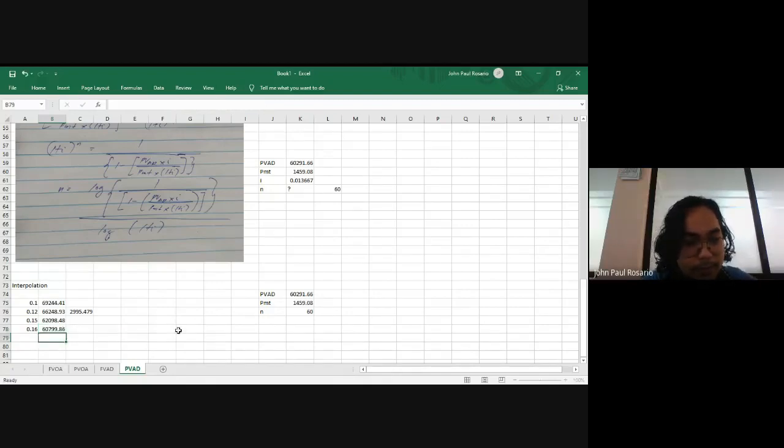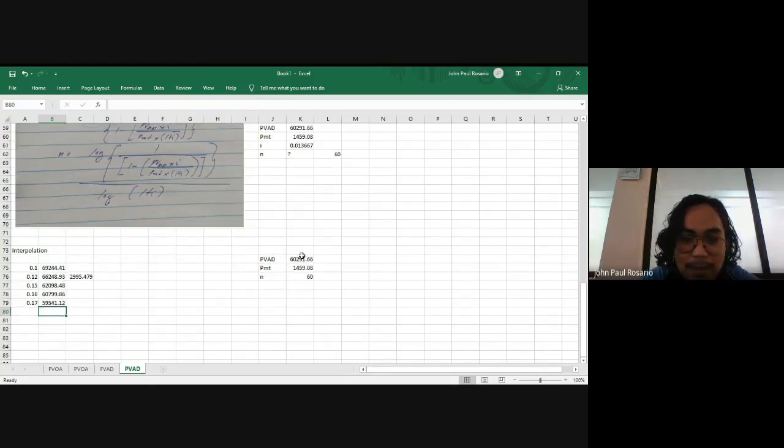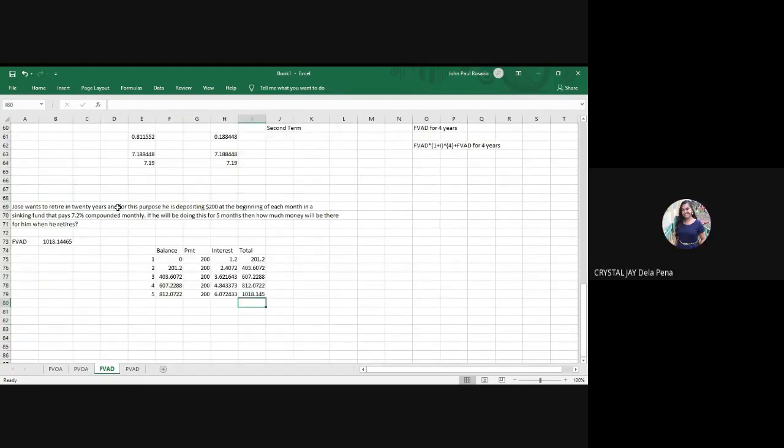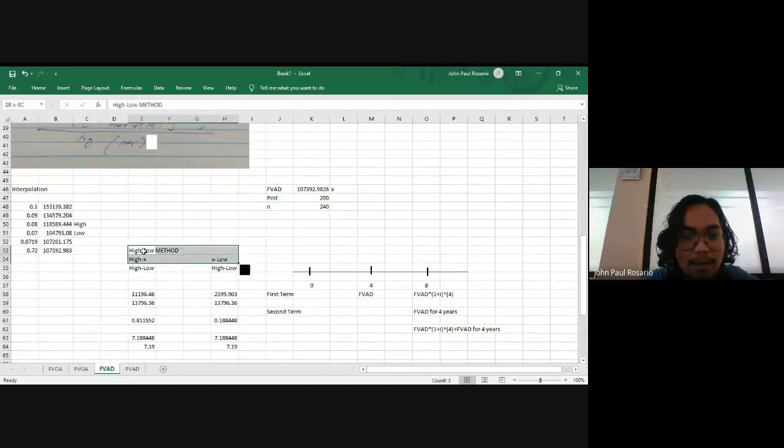Okay, so dili pa gihapon. So let's try 0.17. Okay. So meaning our missing amount is in between our 16% and 17%. Tama? Okay. So let's use again our high-low method.